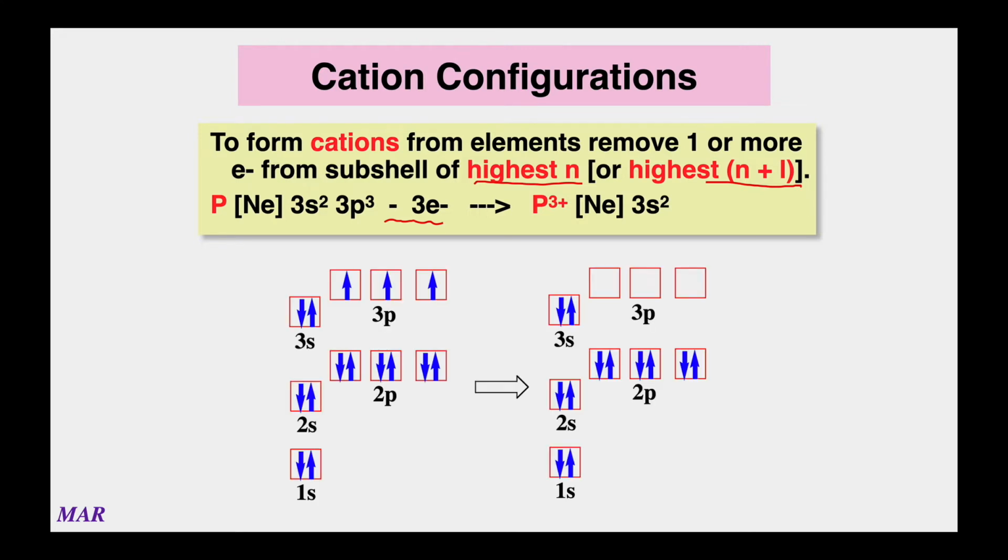Again, on the left-hand side is neutral phosphorus, and the question is, where do you take away those 3 electrons from? It's definitely going to be highest n, so 3s or 3p, but which one? If you have a tie, then you take it away from highest n plus l. So highest n plus l would be the 3p's. You can see that that's empty on the right-hand side. You end up with 1s2, 2s2, 2p6, 3s2.